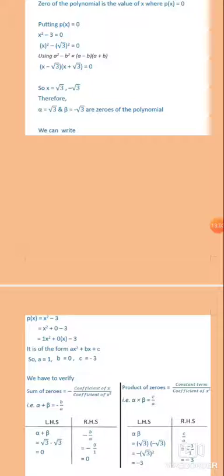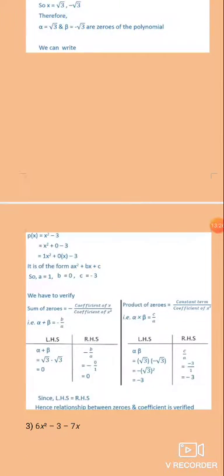Now product of zeros is constant term by coefficient of x square. That is alpha into beta is equal to c by a. Alpha into beta is plus root 3 into minus root 3, which becomes minus root 3 the whole square, that is minus 3, which is equal to c by a. Okay, so we verify the relationship.